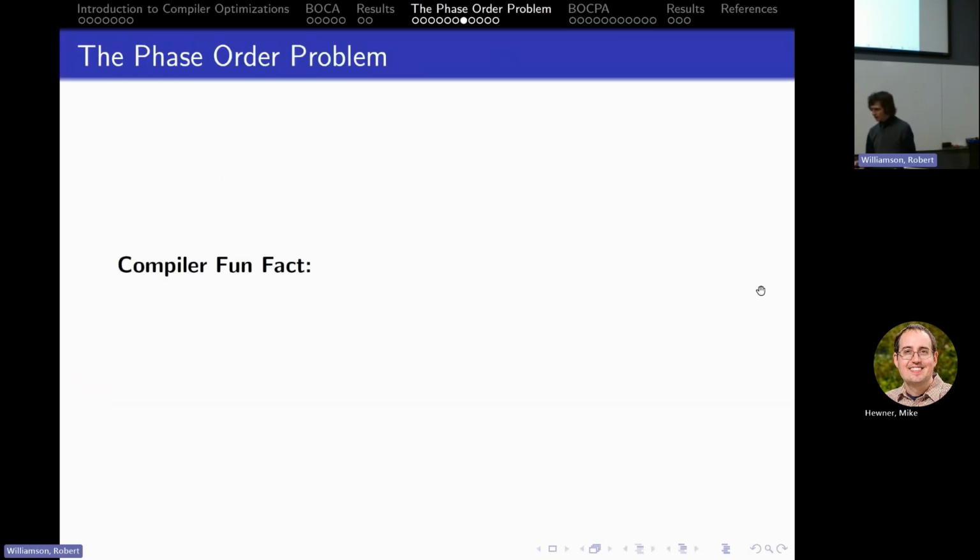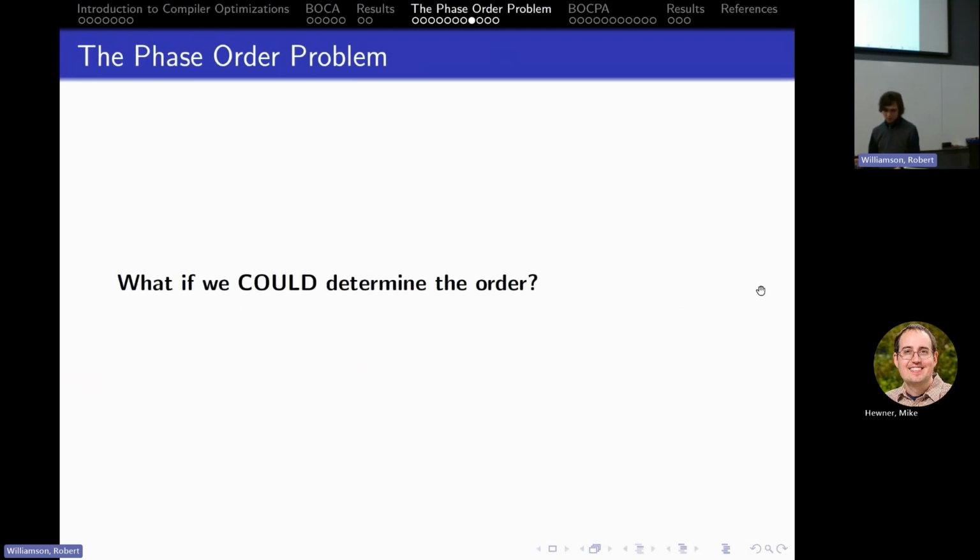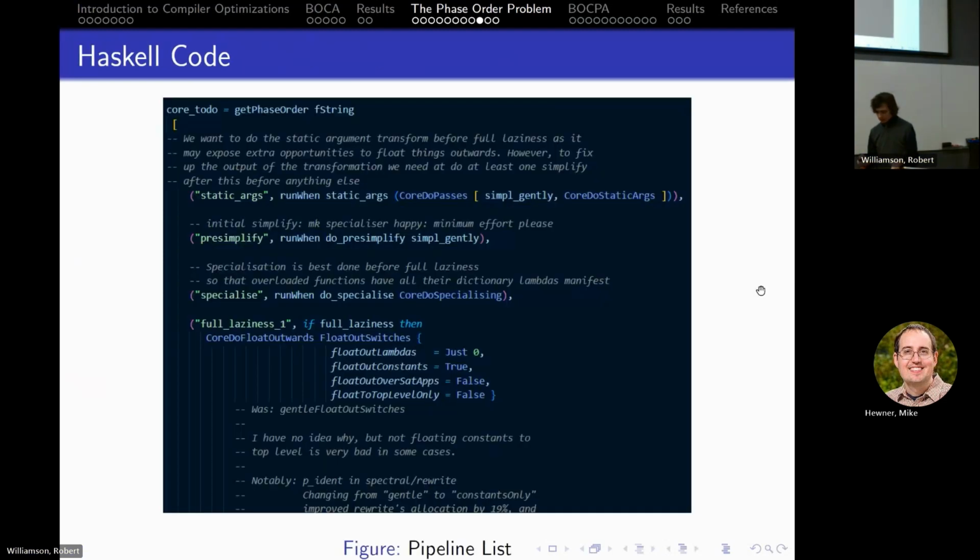But here's a compiler fun fact. We cannot determine the order that the compiler performs these optimizations. That is set by the compiler. There's no settings you can tweak. There's no additional flag you can pass in to change how we'll apply those. But imagine we could change that. Well, first, how could we even do that?